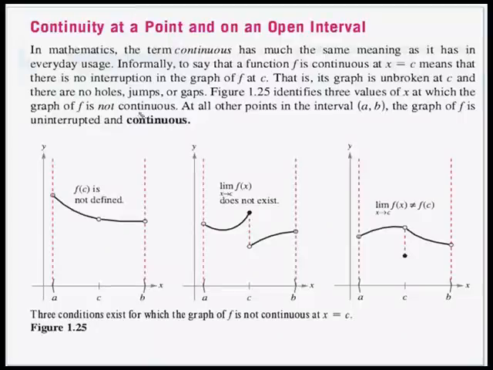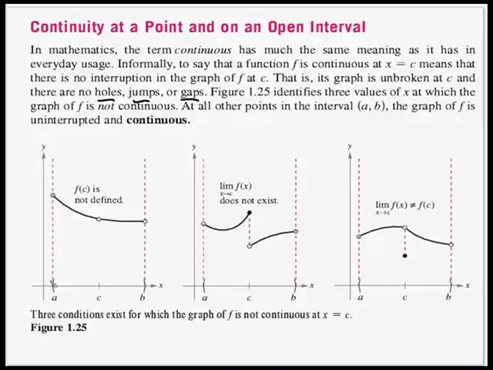Alrighty, let's get started. Continuity at a point and on an open interval. In mathematics, the term continuous has much the same meaning as it has in everyday usage. Informally, to say that a function f is continuous at a point C means that there's no interruption in the graph of the function f at that point. That is, the graph is unbroken at point C, and there are no holes, no jumps, and no gaps. The figure below identifies three values of x at which the graph of f is not continuous. At all other points on our interval from A to B, the graph of f is uninterrupted and continuous.